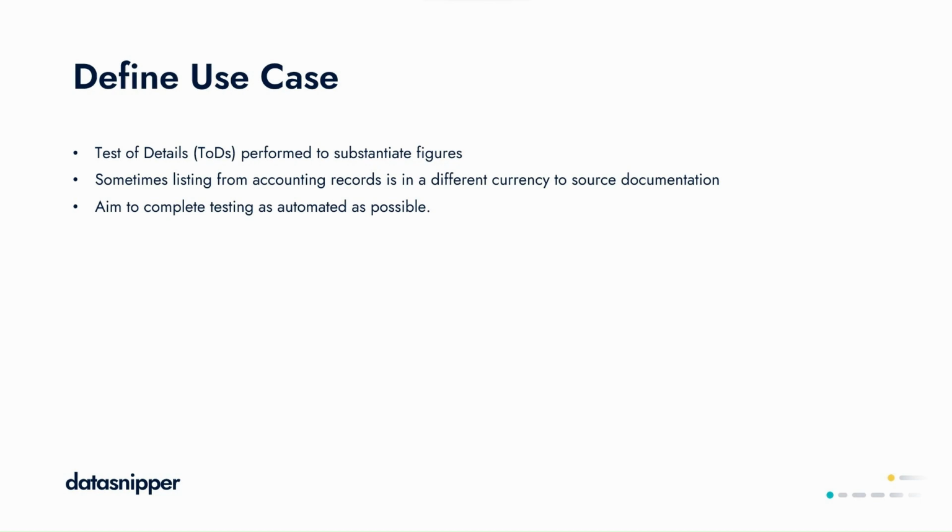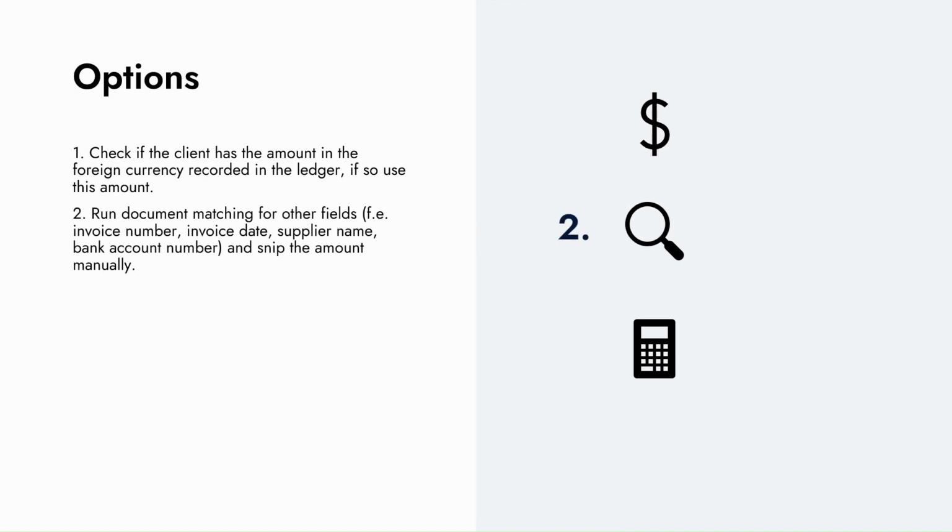There are different options for how we can perform this use case. Option 1 is to check whether the client has the amount of the foreign currency recorded in their general ledger, and if they do, use those figures to run document matching. Option 2 is to use document matching for other fields and then snip the amount manually. Option 3 is to calculate the results in the foreign currency and then run the document matching.